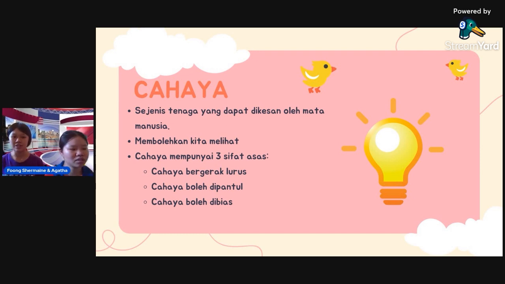So this slide is the introduction to our topic, light. Light is a type of energy that is able to be detected by the human naked eye. It is the energy that enables us to see. So light has 3 basic properties. The first one, light moves in a straight line. Second one, light can be reflected. And the third one, light can be refracted.